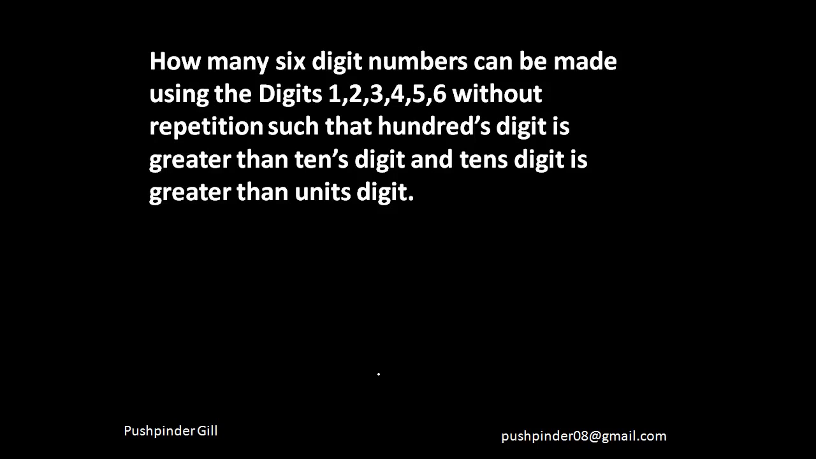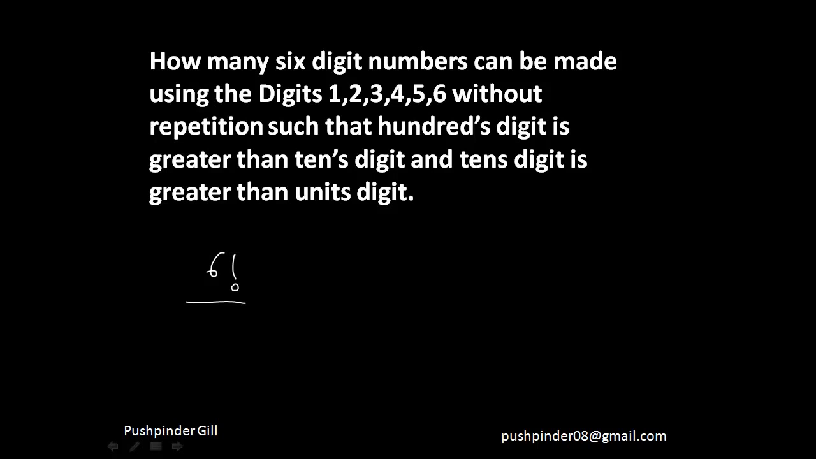Now this is a very tricky question. I see a lot of awkward explanations of this question over the internet. So let's try to simplify this. How many 6-digit numbers can be formed using the digits 1, 2, 3, 4, 5, 6 without repetition, such that the hundreds digit is greater than the tens digit and the tens digit is greater than the units digit? Now first of all, 1, 2, 3, 4, 5, 6 have to be arranged. In how many ways do you arrange 6 digits? Yes, 6 factorial, isn't it? Now you just have to see how many things are identical here.